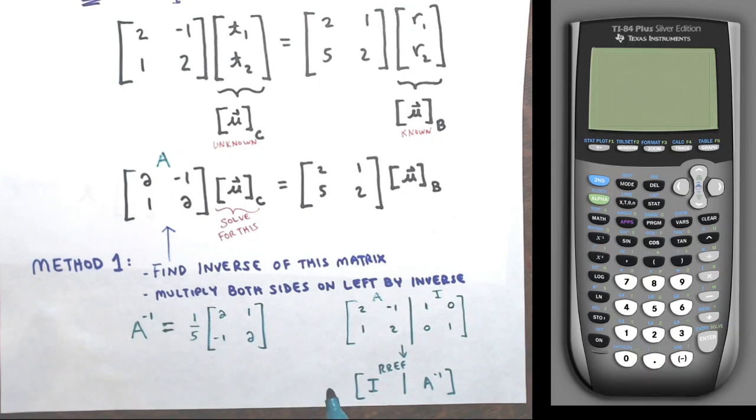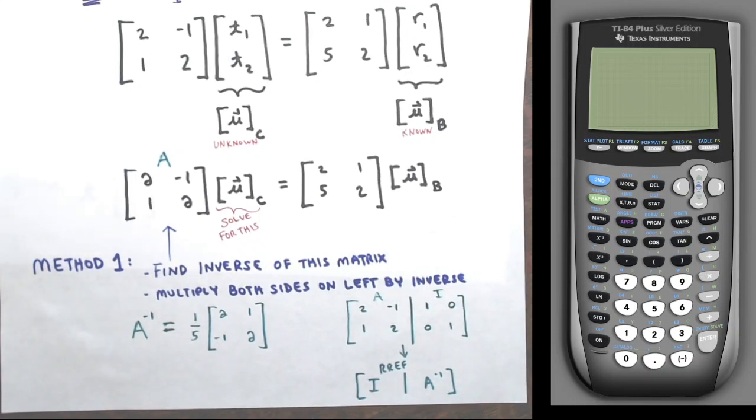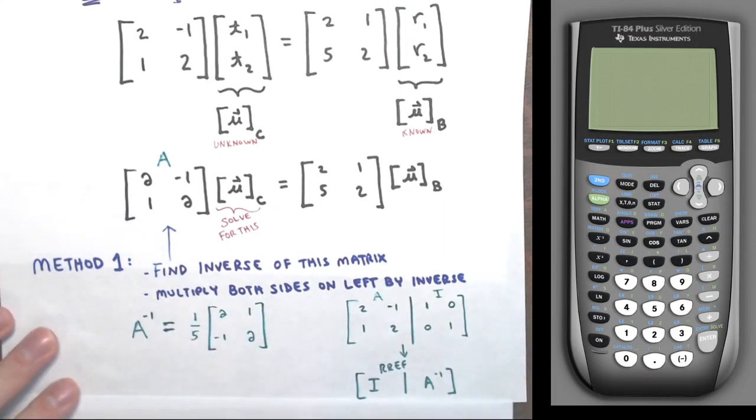Alright, so what we're getting now, I'm going to multiply both sides by the inverse on the left, right? Order matters when you're multiplying by matrices.